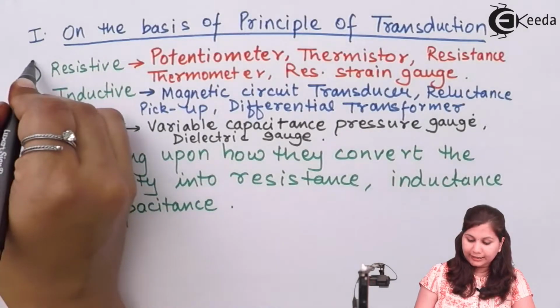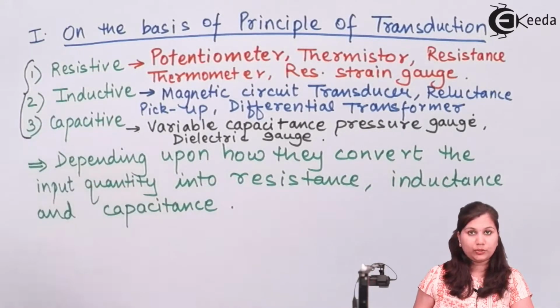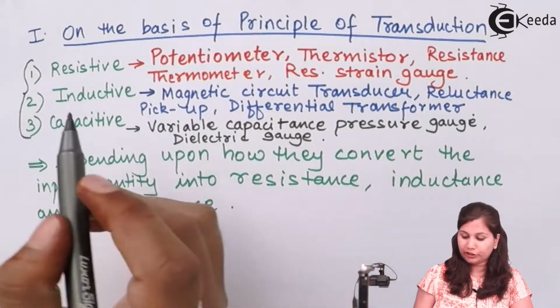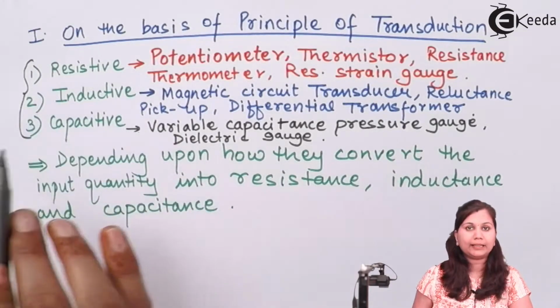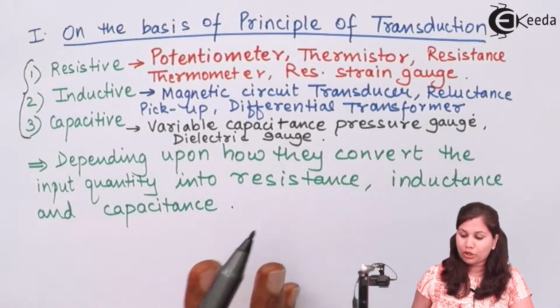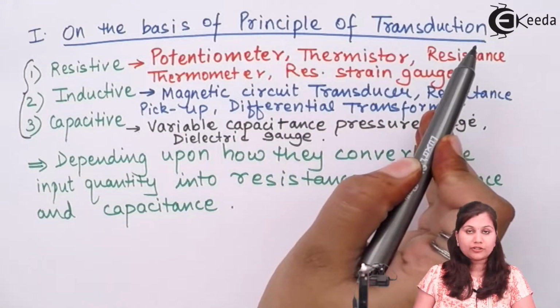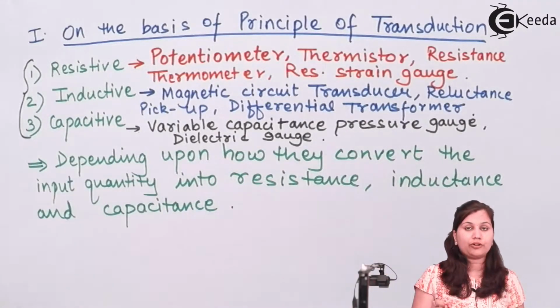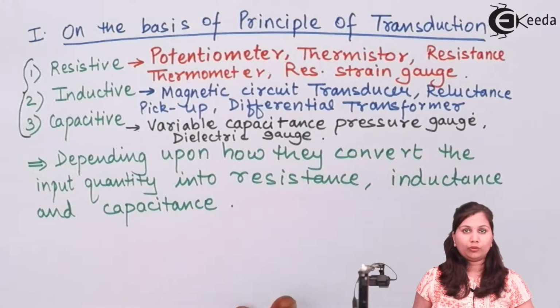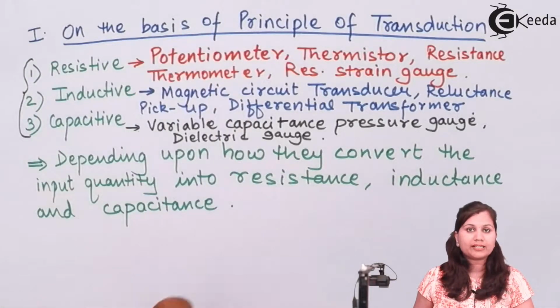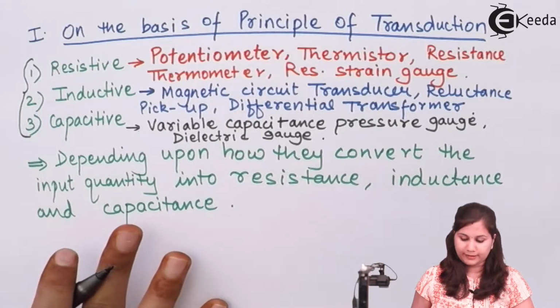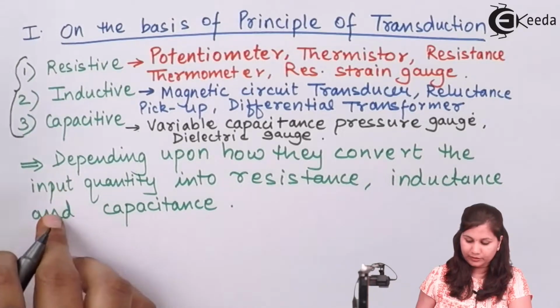So you can see that in these three types of transducer, the input quantity is converted into resistance, inductance and capacitance respectively. So on the basis of principle of transduction, transduction means the conversion of non-electrical to electrical quantity. So on the basis of principle which is used, this is the first classification of transducers. Second classification of the transducer is.